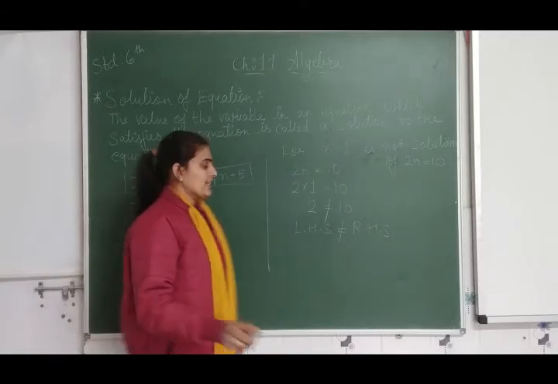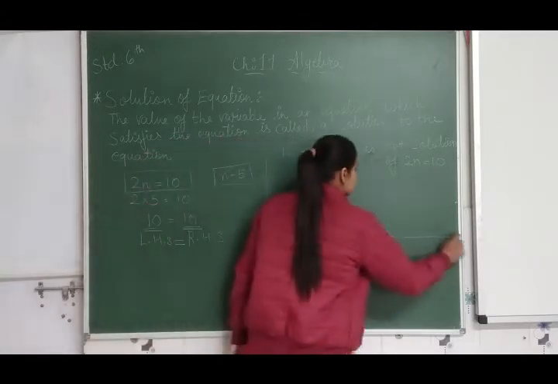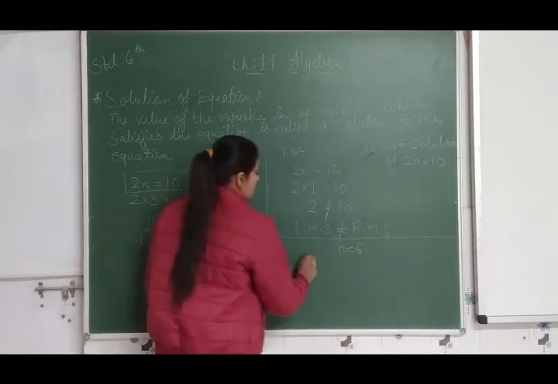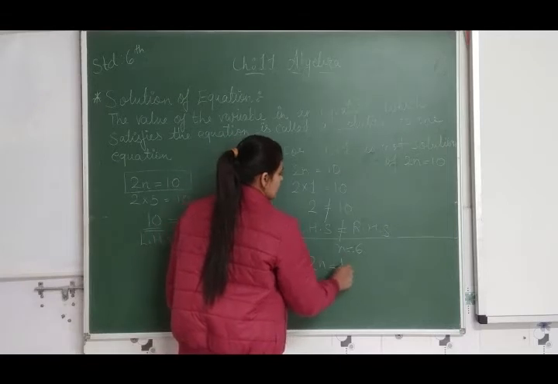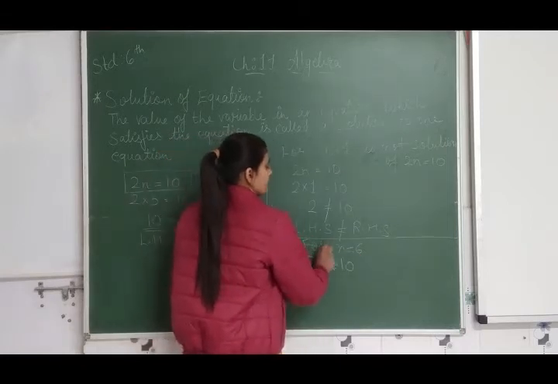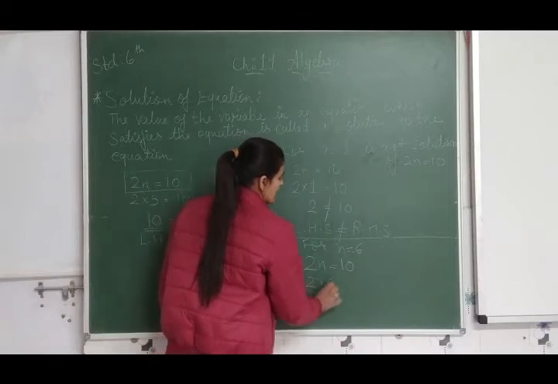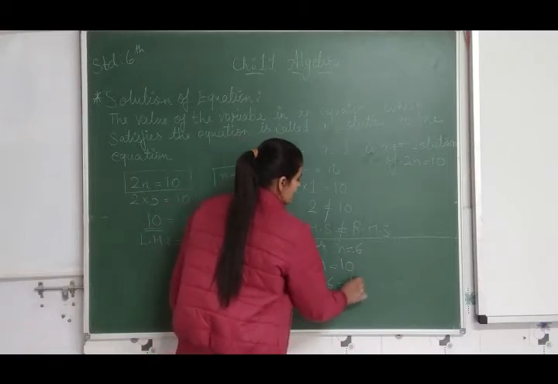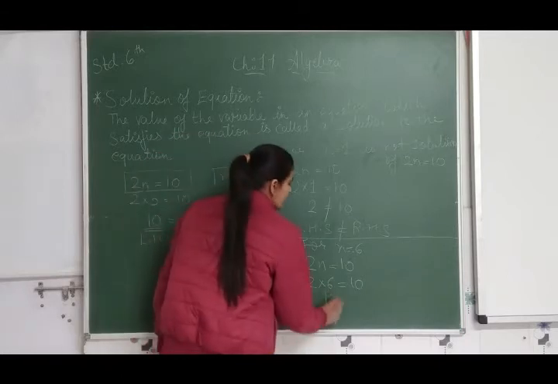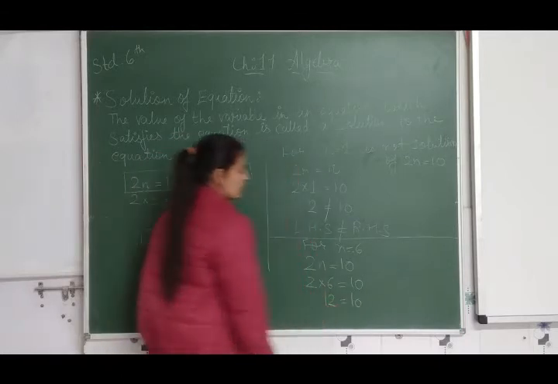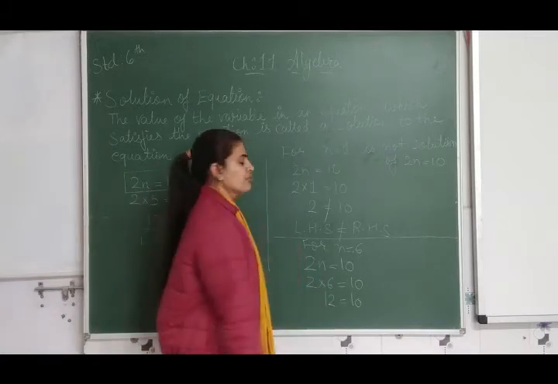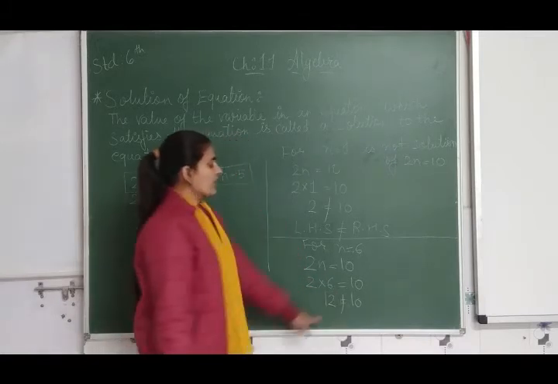For n equals 6, our equation is 2n equals 10. Instead of n I will put 6. Then 2 multiplied by 6 equals, and 10 we will write down as it is. Now 2 multiplied by 6 is equal to 12, and this is equal to 10? No, 12 cannot be equal to 10. So 12 is not equal to 10.